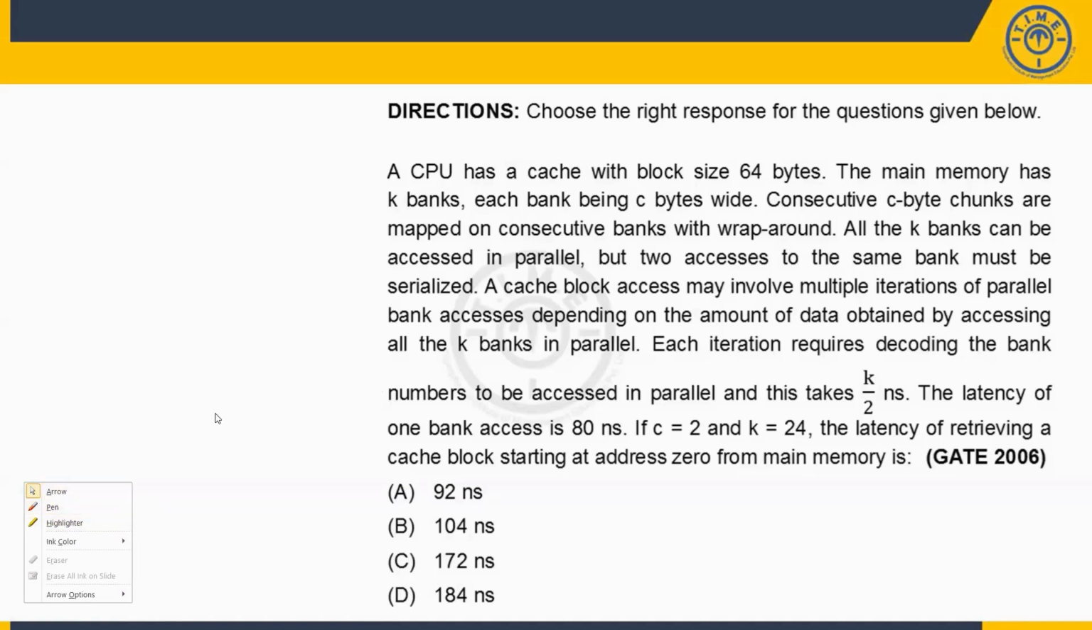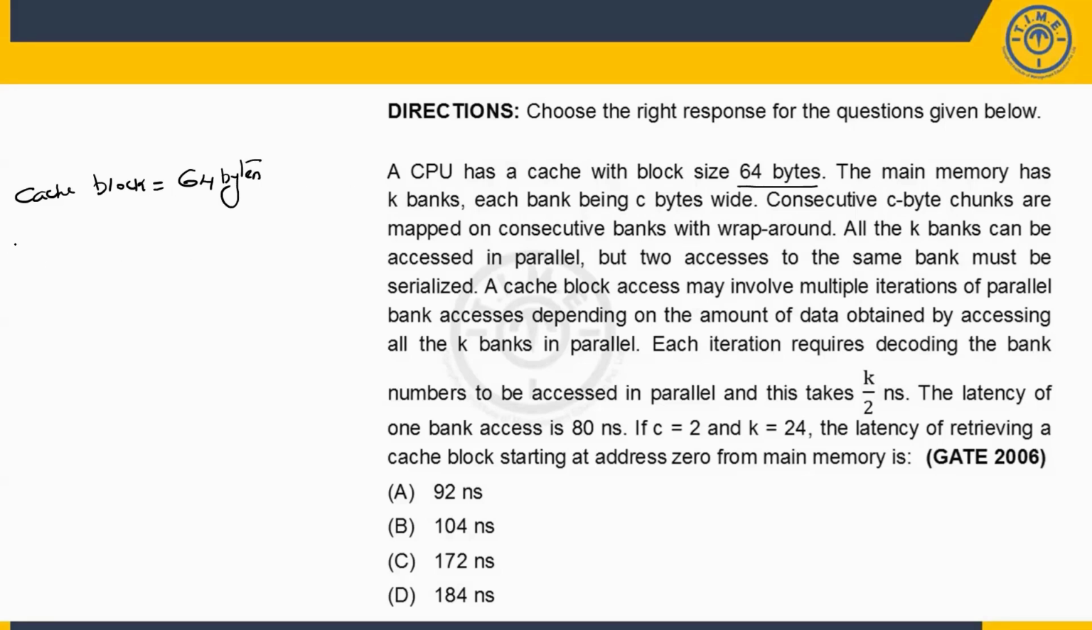So see, this is another kind of question. It's a hypothetical question. That's why I'm pretty much interested in these hypothetical questions. It will give us a lot of different dimensions to understand. So the thing is, a CPU has a cache with a block size of 64 bytes. Cache block is equal to 64.